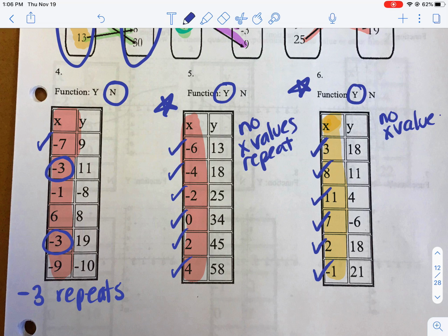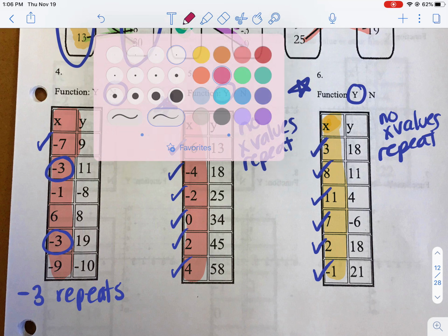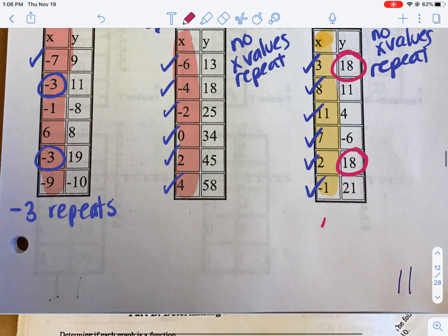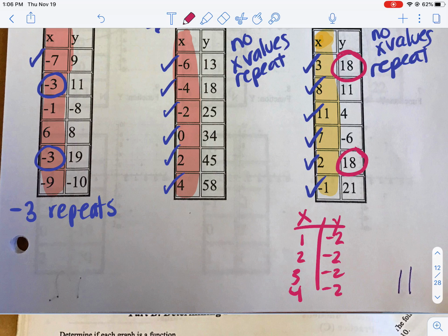And just something quickly to highlight, if you guys notice here on the last one, there are actually y values that do repeat. That doesn't matter. You could have a table that looks like this, and every single one is the same y value, and it doesn't matter. The only thing we care about is if every x value has its own y value to go to.